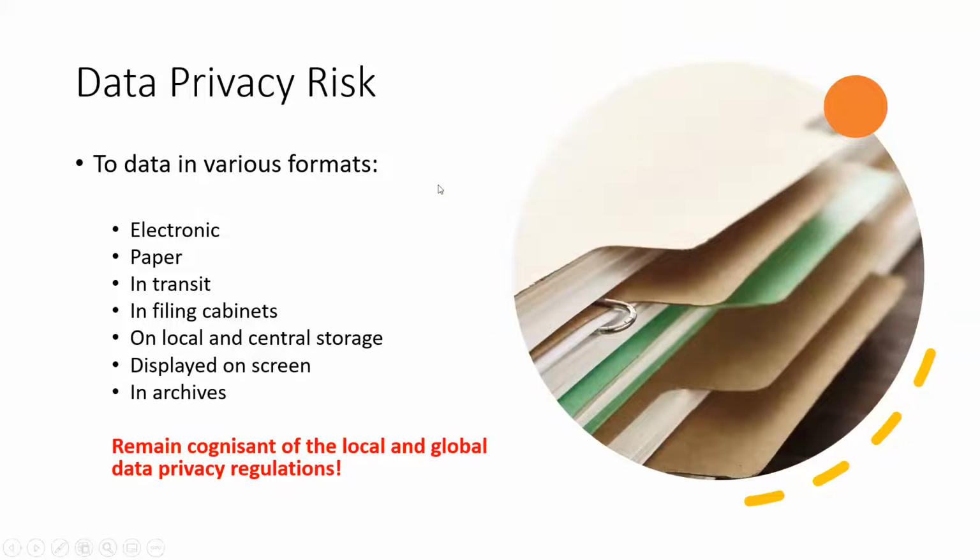Data privacy risk. There is that risk to electronic data, paper data, data in transit, data at rest on our computers, data in filing cabinets, data displayed on screen without a screen mask to prevent people walking around us or behind us who don't have a need to know what's on our screens, nothing preventing them from staring at our screens. Data in archives.